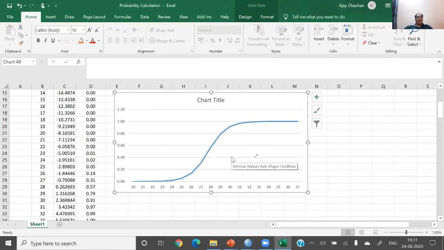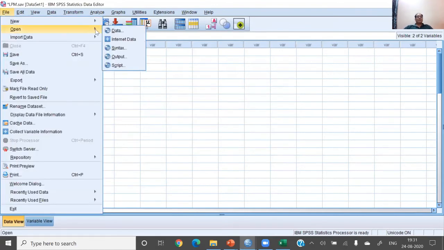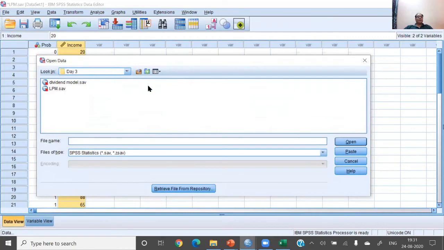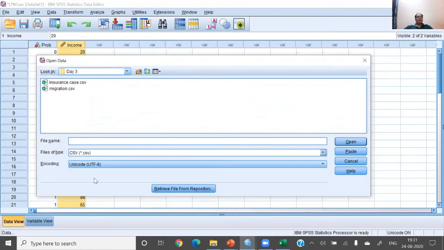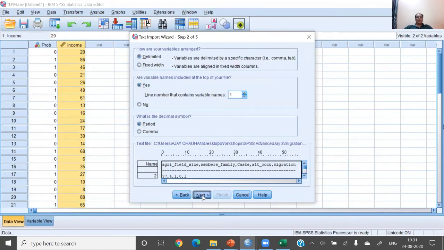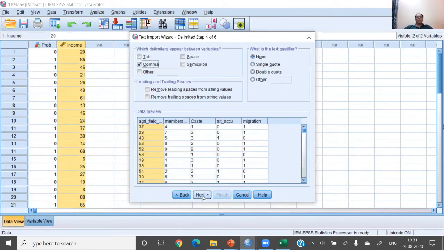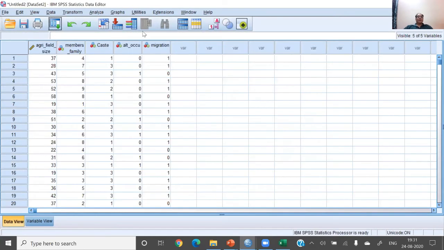Now let's move to the next example, and there we will do some more detailed discussion. Now I'm going to open another file. This file is in CSV format, so I'm just selecting the CSV format. I'm going to open the migration file, and the software will take hardly 1 minute to open it. Okay, let me explain this data first so that we can discuss it.